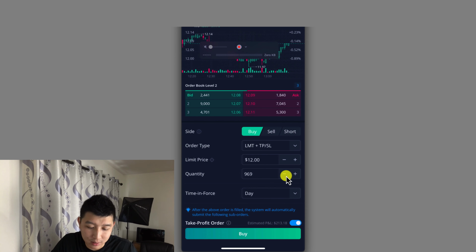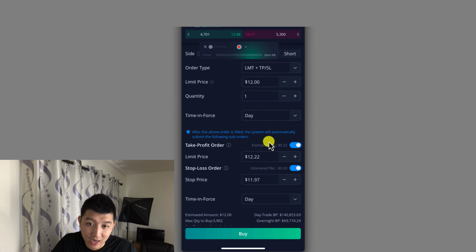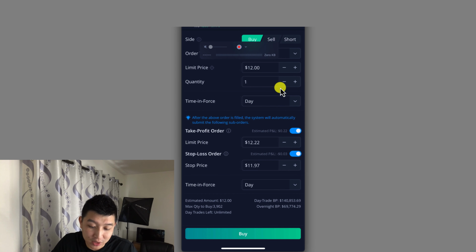So quantity, I'm going to choose 1 for this. And by the way, I'm going to just have this order go through so you can understand, even though the order is not going to execute fully because my limit is so low. I'm going to let you see how it's operating.